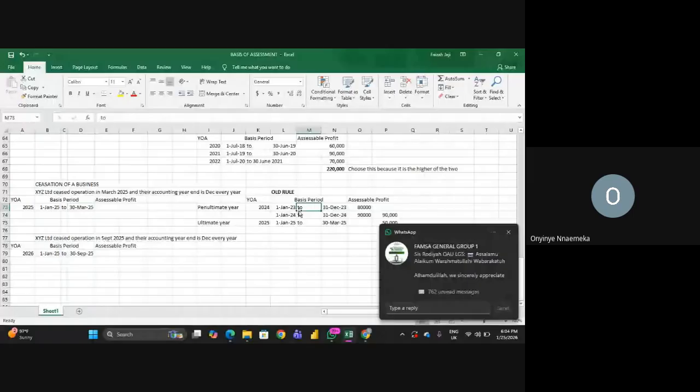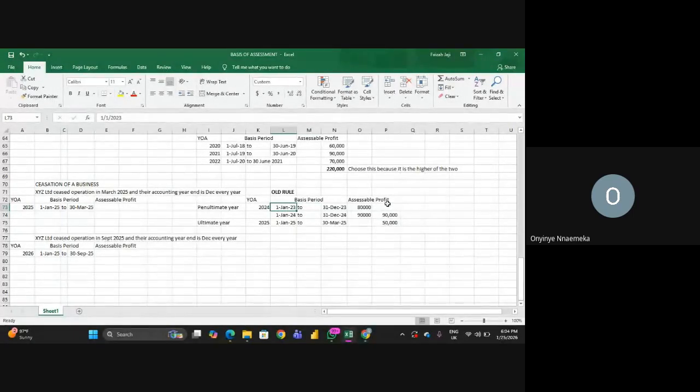So we are saying that you first do preceding year. Let me put this here. PYB, this one is the preceding year basis, and this one is the actual year basis. Then you now pick the higher of the two.